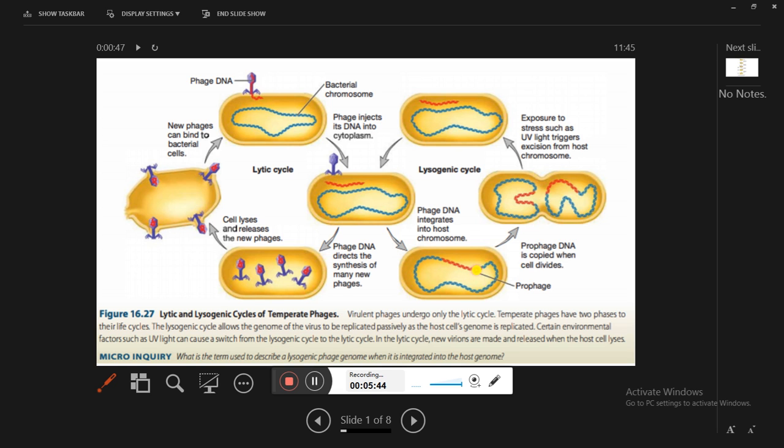Normally bacteria replicate their genome, and simultaneously the phage also replicates its genome.